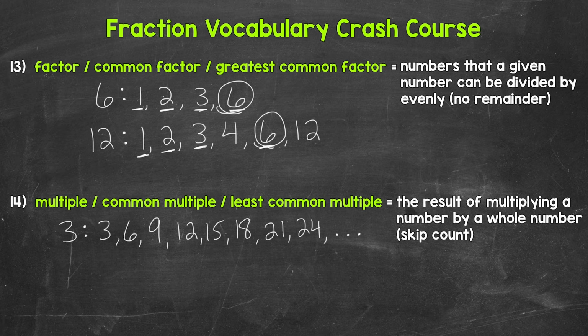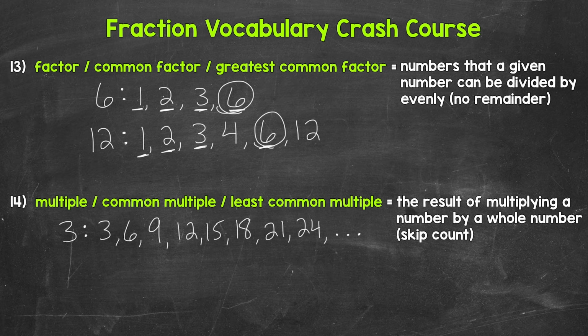Multiples are infinite, so we will stop there. So we have 3 times 1 is 3, 3 times 2 is 6, 3 times 3 is 9, and so on and so forth. And we can just skip count here by 3's to get our multiples of 3.